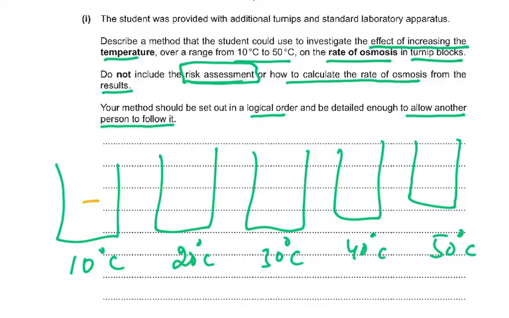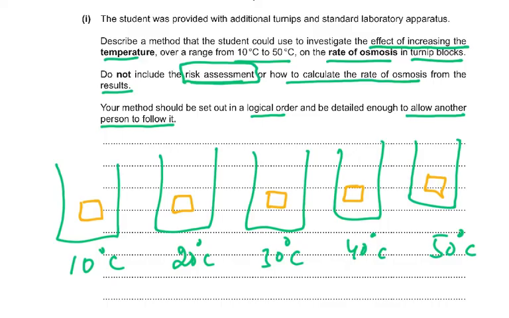So same size of turnip block in each. Maybe I don't draw it very exactly the same, but I mean to be exactly the same. So same dimensions of the turnip block. Then how would you get it the same size? This is another thing. What would you use?